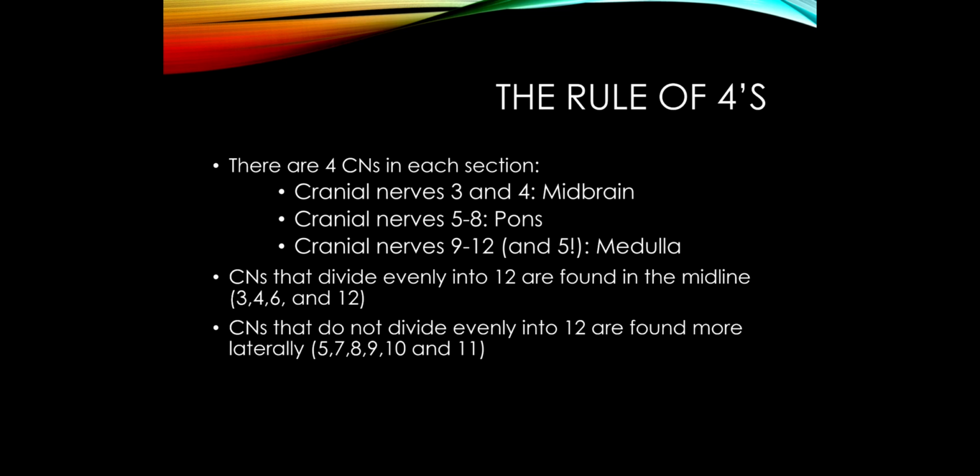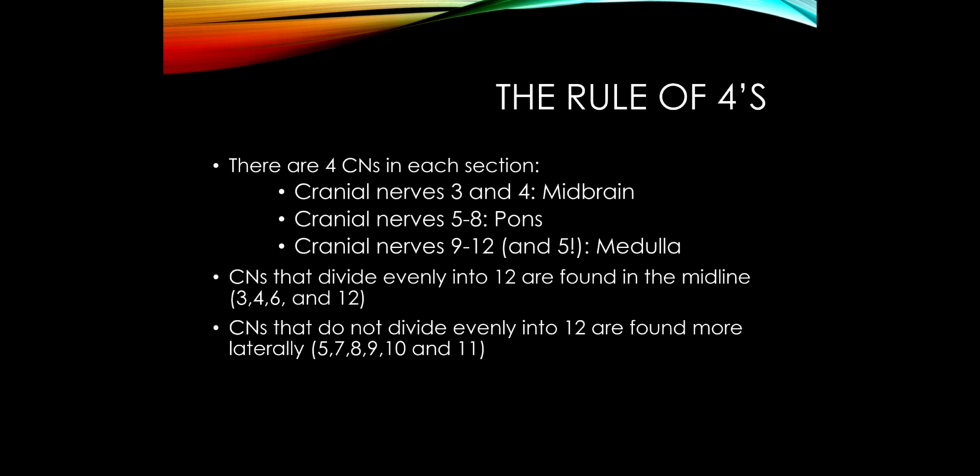Then we have cranial nerves 5 through 8 that are associated with the pons, although in this lecture we're going to talk about a very important part of the trigeminal system that loops down into the medulla. And we will see cranial nerves 9 through 12 associated with the medulla. But again, remember that we've got that one part of the trigeminal system that is in the medulla as well.